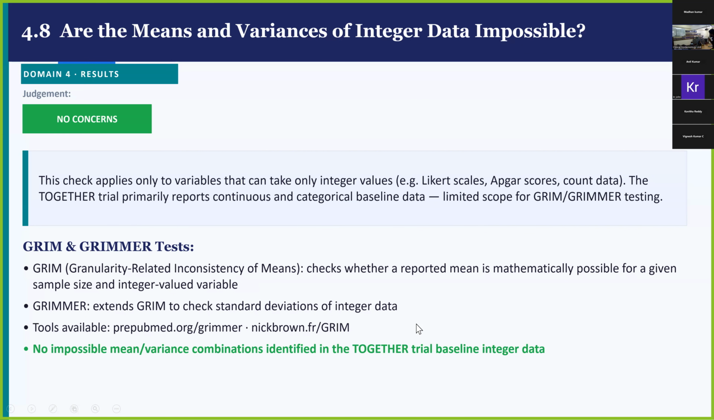So if at all we are appraising some other study which has means and standard deviations reported, these are some tools that we can use to find out whether the statistically given values are plausible or not. One involves the GRIM tool and second is the GRIMMER tool. And I have given the links to access the same, to check whether the means and variances are possible or not.